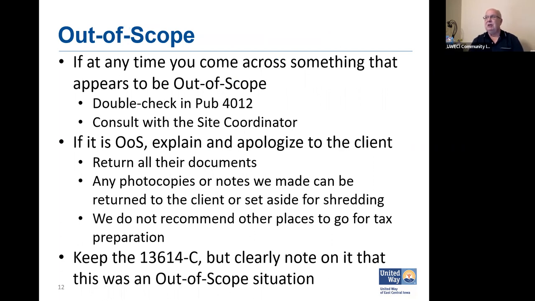If at any time you come across something that is out of scope, verify it in Pub 412 and consult with the site coordinator on what you want to do with that. If it is out of scope, then you're going to explain and apologize to the client, tell them why and say, I'm sorry. And it's very simple. Say, the IRS will not let us do this. Say, but you know how, it doesn't matter if I know how, the IRS will not let us do this.